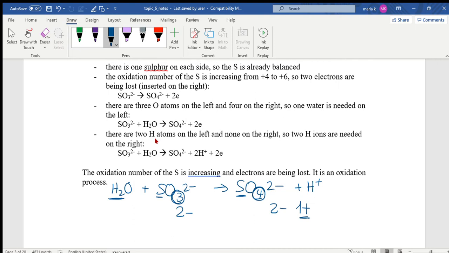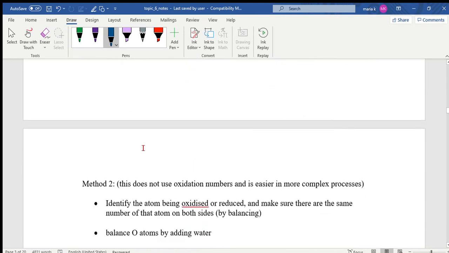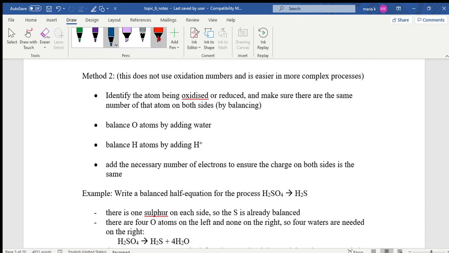Oh, I forgot to add a 2 here, that's a mistake. So that becomes 2+, and that becomes neutral. And so to balance this negative charge on here, that means it has 2 extra electrons on this side, 2-. That's what it really means. And so we're going to add 2 electrons on this side as well. So there you go. Let's look at another method.